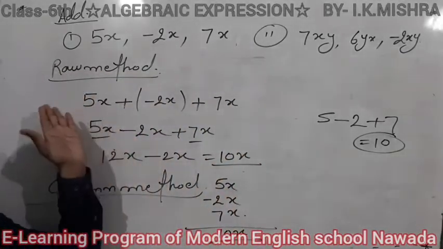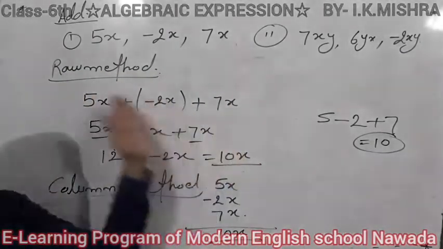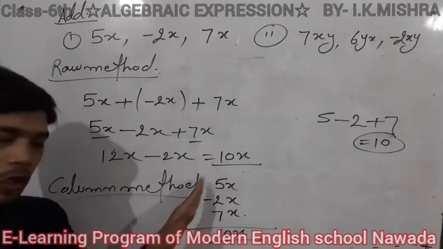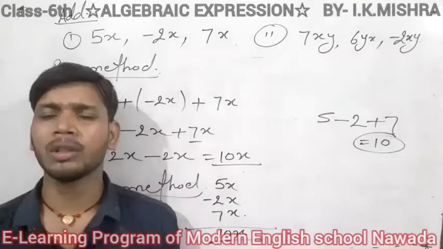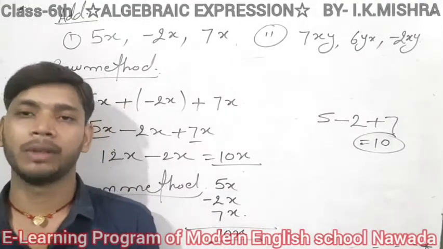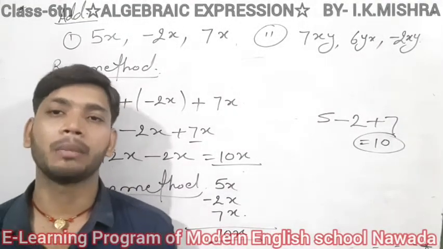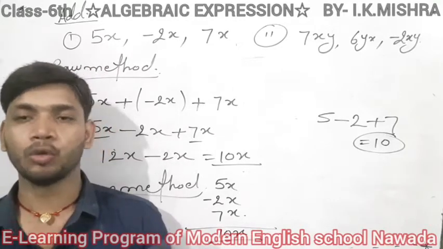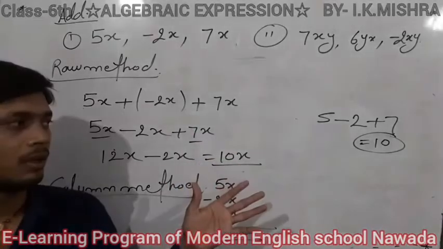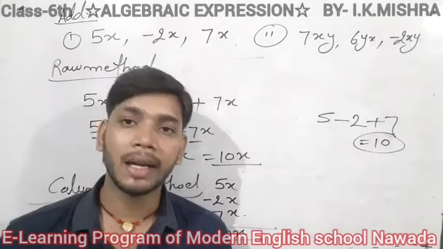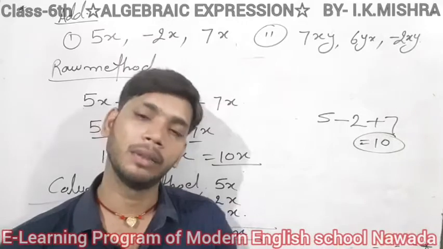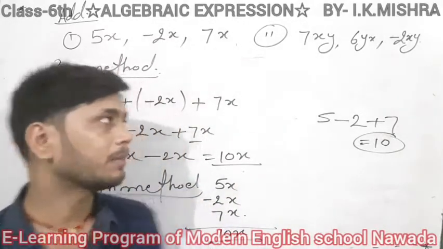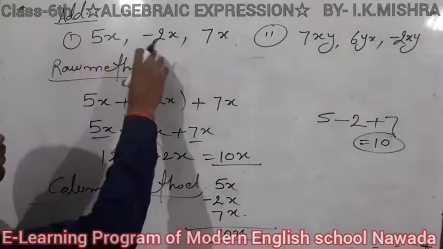So if you add by this method, it will be the row method, and if you add by this method, it is the column method, and you can choose any method as you wish. Whichever method you find easy, you can choose by yourself. But if it is specified to add in the row method, then you add the expressions in the row method. That means these are the addition of monomials.